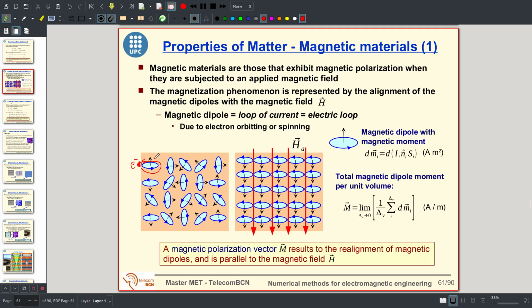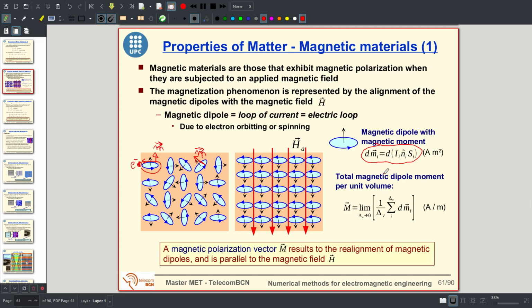And you know that a small current loop has a magnetic dipole moment. So for each atom, or better, for each spinning electron, we have a magnetic dipole moment. And this is a differential. You know that the dipole moment of a current loop is equal to the current times the surface of the loop, with the direction of the unit normal to the surface.